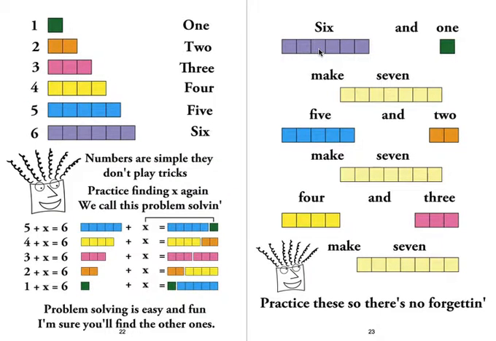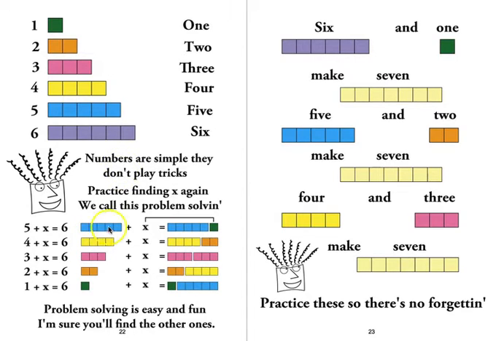1, 2, 3, 4, 5, 6. Numbers are simple. They don't play tricks. Practice finding x again. We call this problem solving. Problem solving is easy and fun. I'm sure you'll find the other ones.